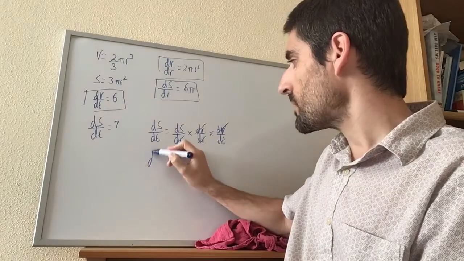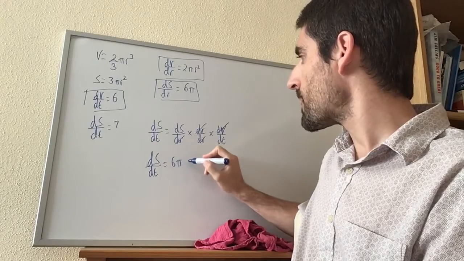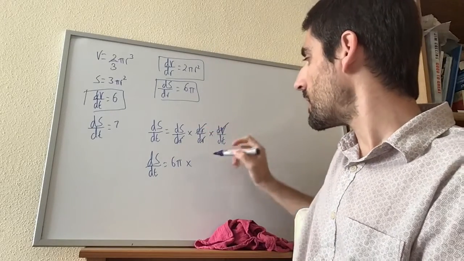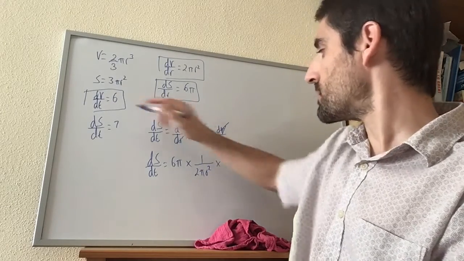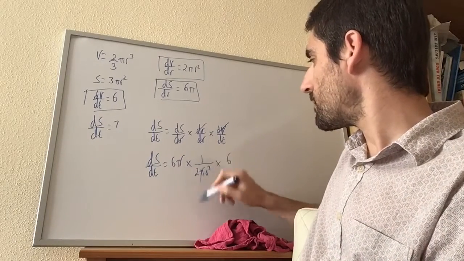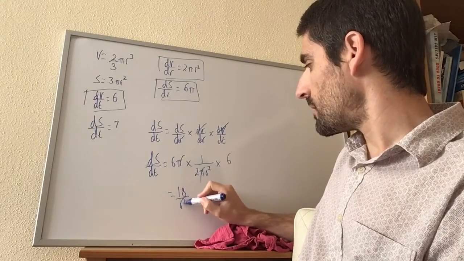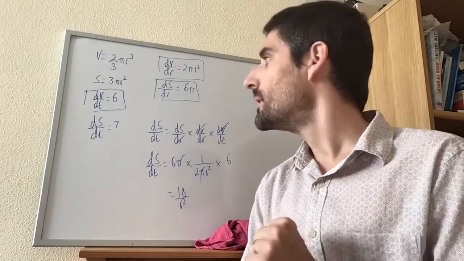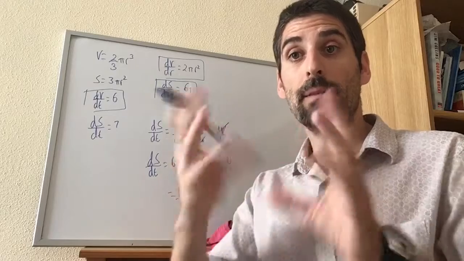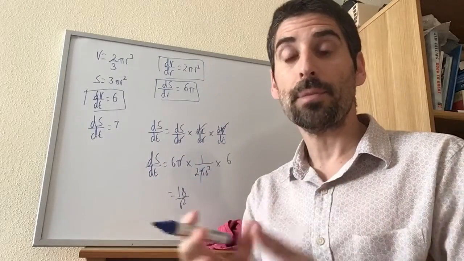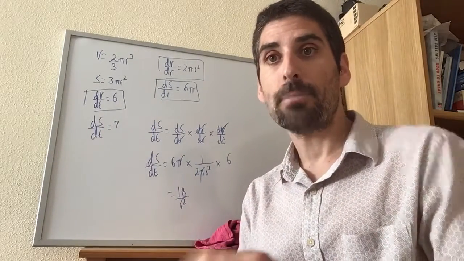So dS over dt is going to be dS over dr, 6 pi, times dr over dV, which is the inverse of that, so 1 over 2 pi r squared, times dV over dt, which they told me was 6. So 36 pi divided by 2 pi is 18 over r squared, and there you go. That's the answer. So you just figure out what your moving pieces are, and then you can invert them, multiply them together, arrange them in the order that you see fit to get you to the answer that you need. Hopefully that's clear enough.